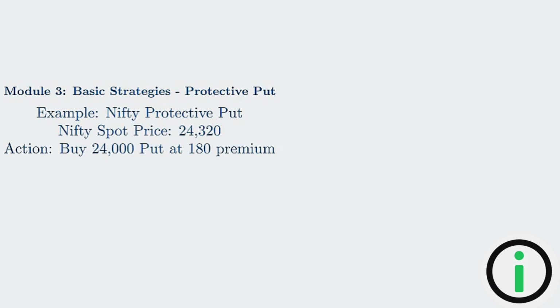Let's apply this to a real Nifty scenario. Imagine you hold a portfolio tracking the Nifty and you want to protect it against a sudden correction. With Nifty at 24,320, you decide to buy the 24,000 strike put for a premium of 180 rupees. This is your insurance cost.